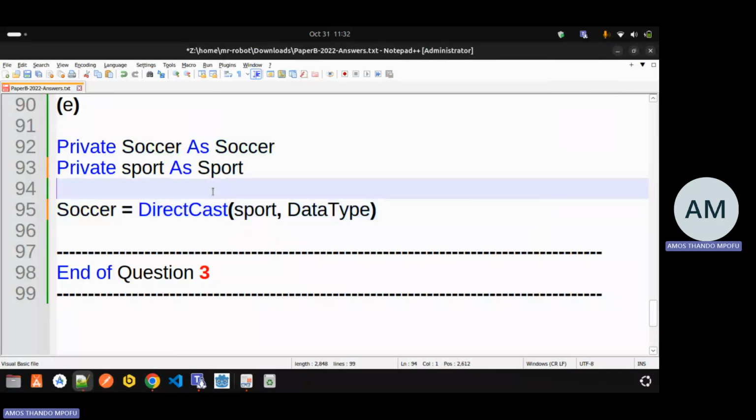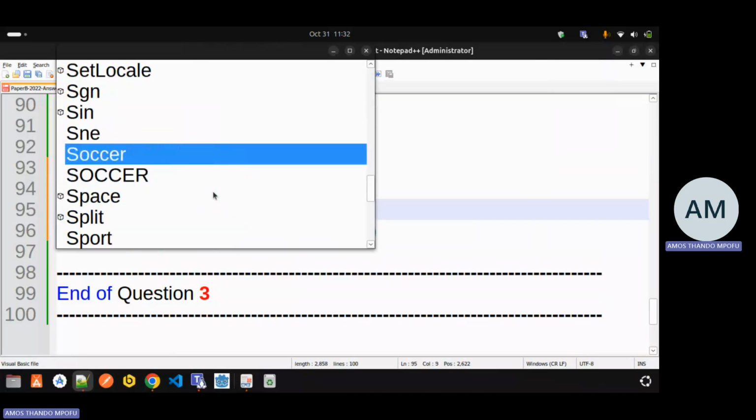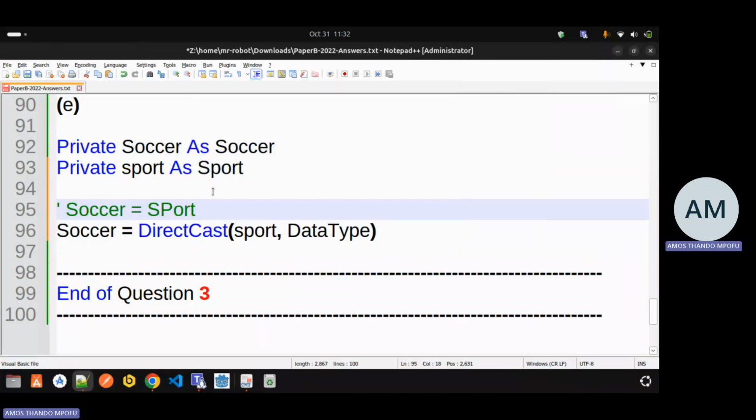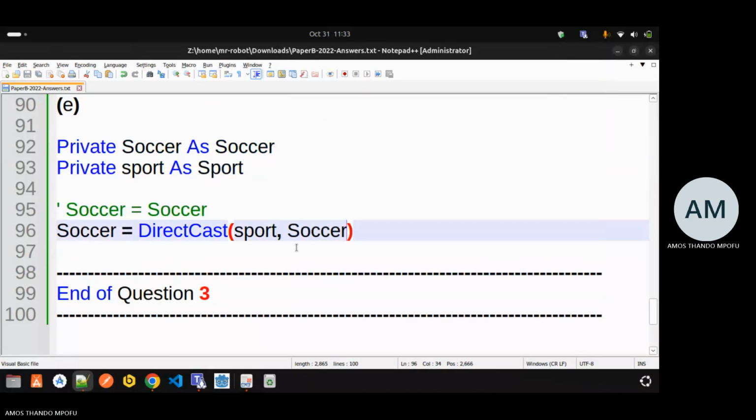So it needs to be equal. At the moment, I have something of soccer type on this side, and on this side I have something of sport type. That means this sport type needs to be converted to soccer in order for the equal sign to actually be equal, for it to copy. So therefore, I'm going to change this and downcast it to soccer. So now this is going to downcast.